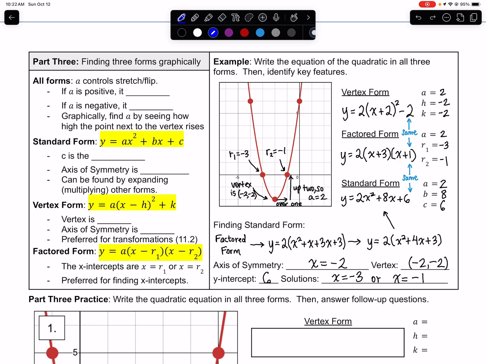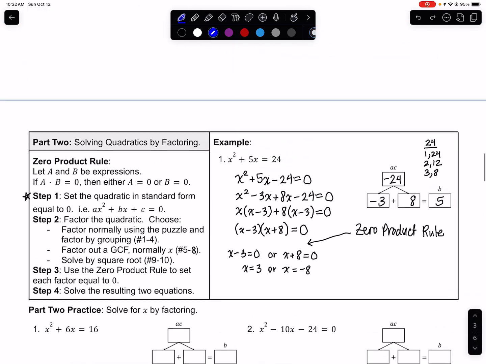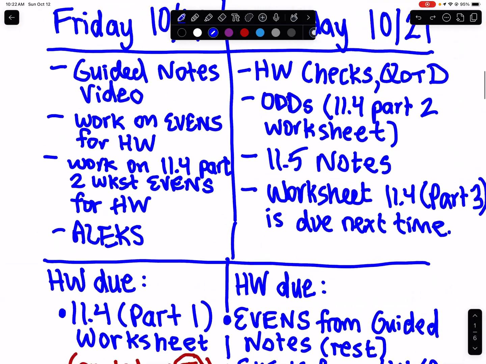We still have a little bit left to learn after this, but we have a pretty good idea of how to write an equation of a quadratic from just the graph alone. So let's take a look at the schedule for the next 2 days.